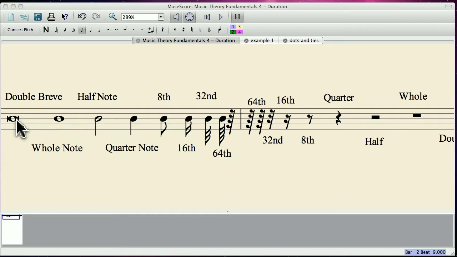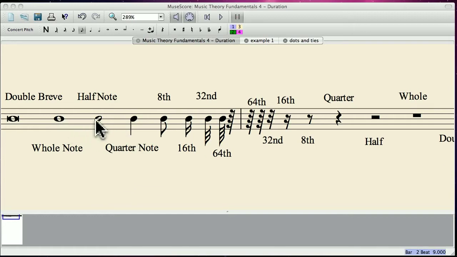A 32nd note is twice the length of a 64th note. A 16th note is twice the length of a 32nd note. An 8th note is twice the length of a 16th note. A quarter note is twice the length of an 8th note, and so on and so forth. So a double breve is twice the length of a whole note.